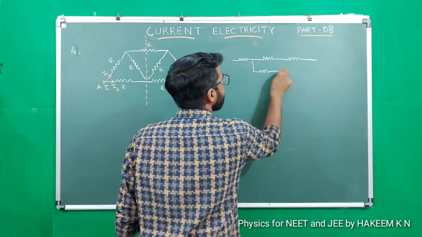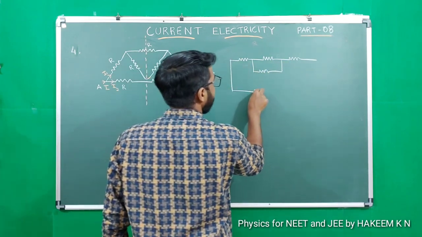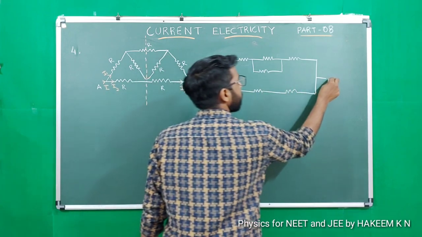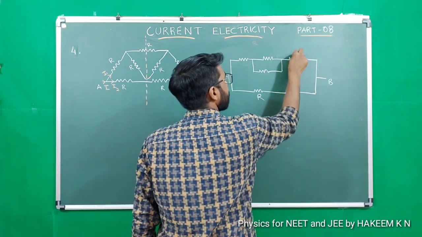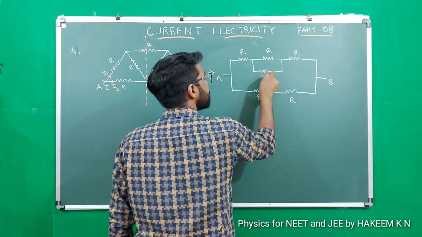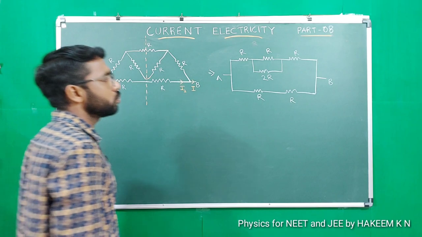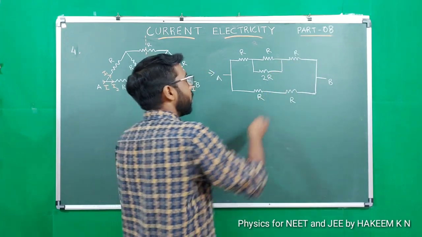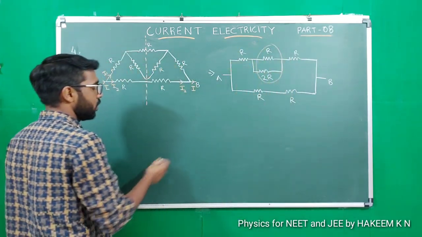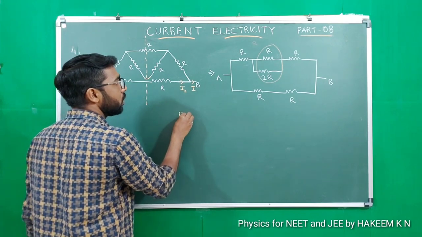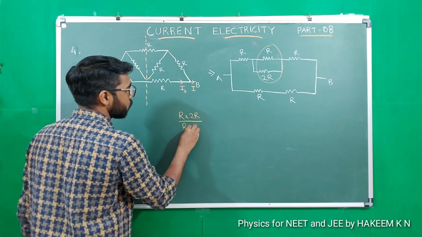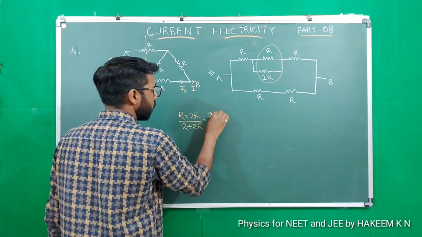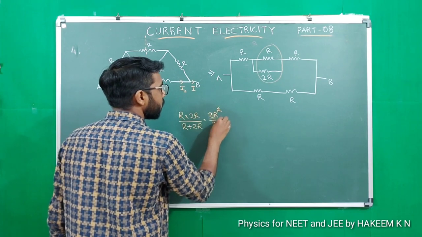R, 2R, A, B, R. This is 2R. Okay, now R and R in series will get 2R. Here R and R in series will get 2R. And here R and 2R in parallel. R parallel with 2R: R into 2R by R plus 2R, or we will get 2R square by 3R. We will get 2R by 3.